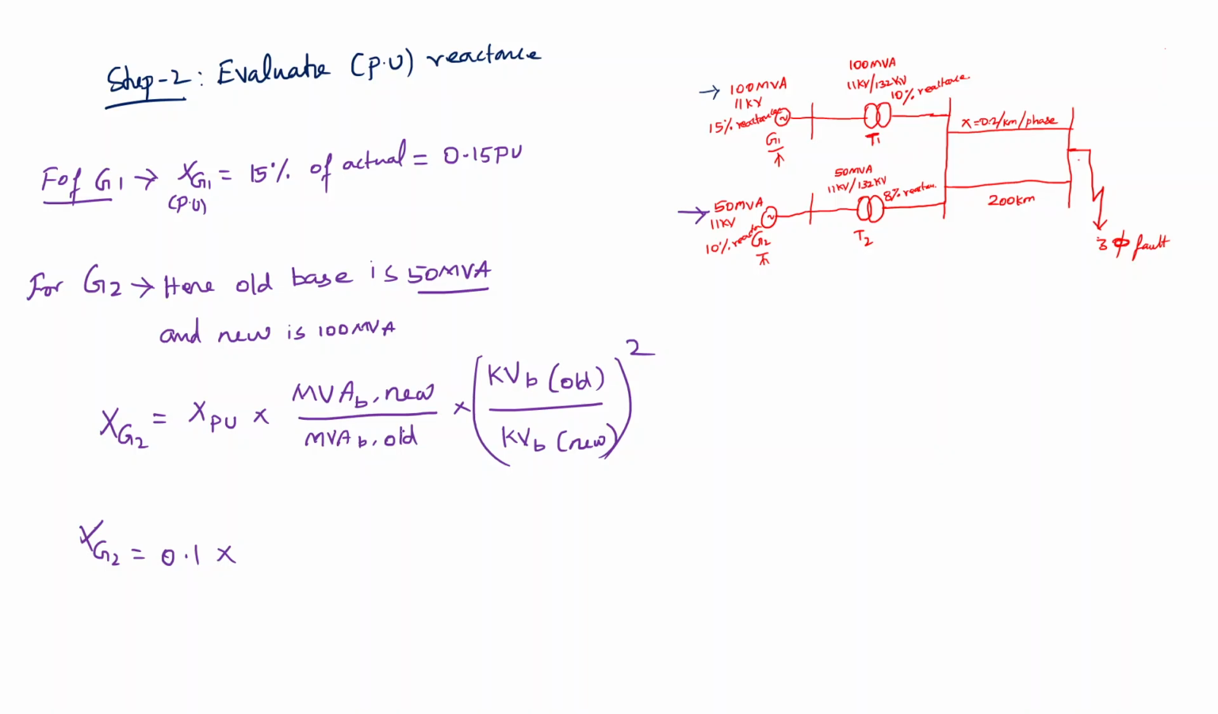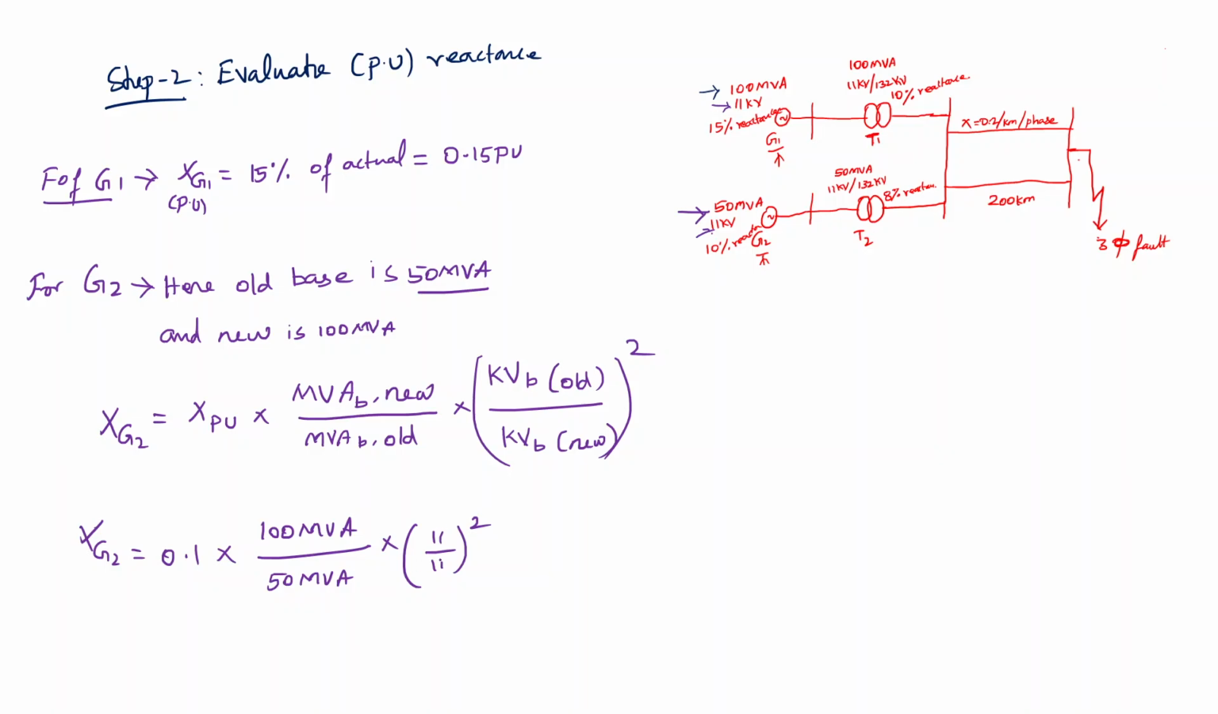What is MVA new here? Someone tell me please. Are you students there? 100 MVA, very good. Then MVA old is 50 MVA, and then kV old over kV new. Both are 11. See, here it is 11, here also it is 11.